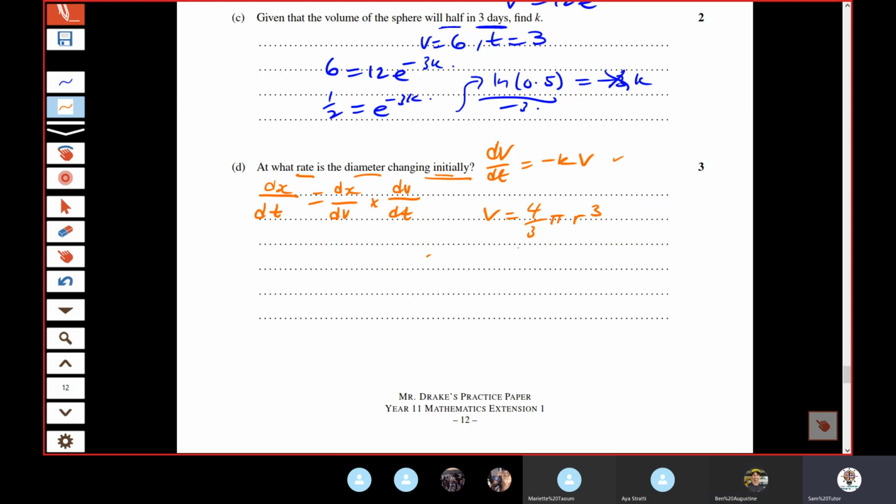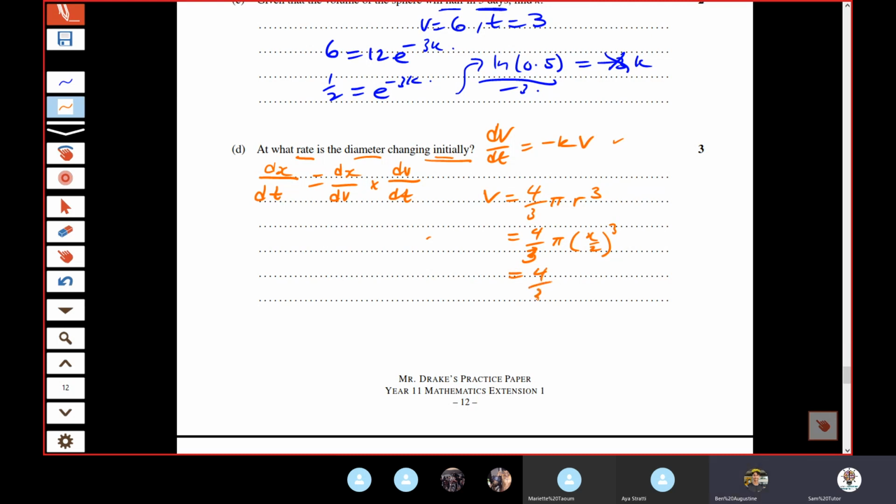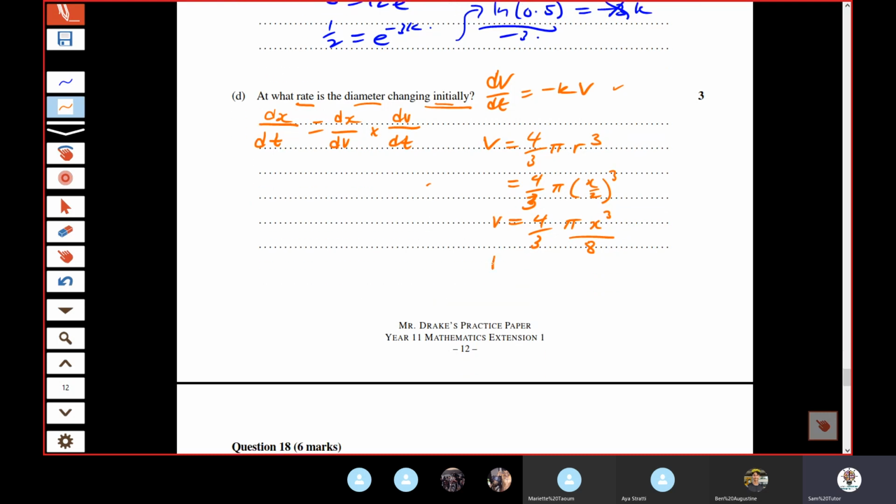x on 2. Yes. As long as you use brackets. Yeah. There we go. See the work there? Radius is diameter on 2. Very good. And then 4 on 3 pi x cubed on 8. And then we're going to differentiate that. Bring the 3 down. 3 times 3 cancels out. You're left with 4 pi x squared on 8, which is actually pi x squared on 2.